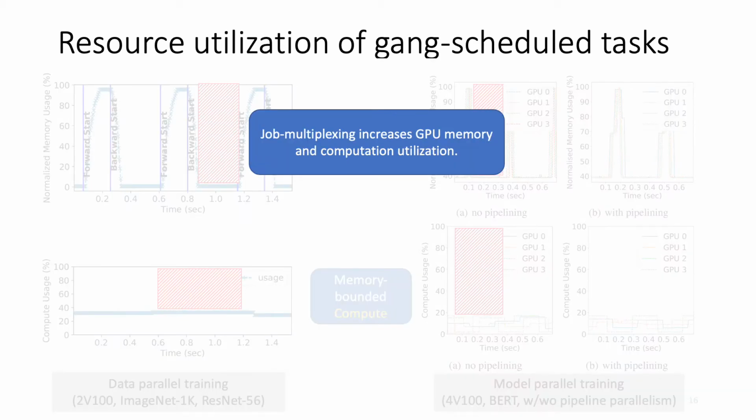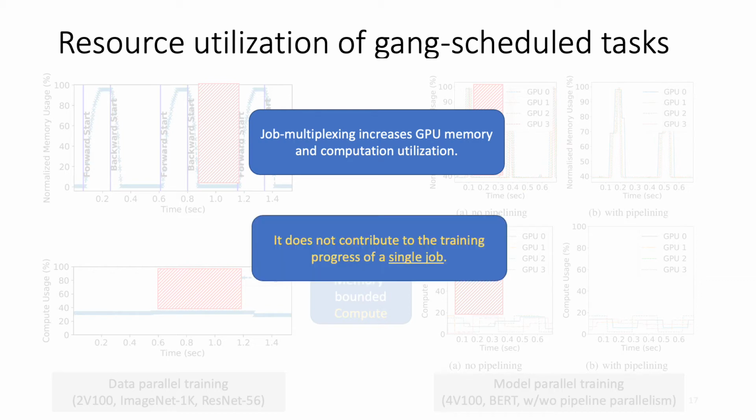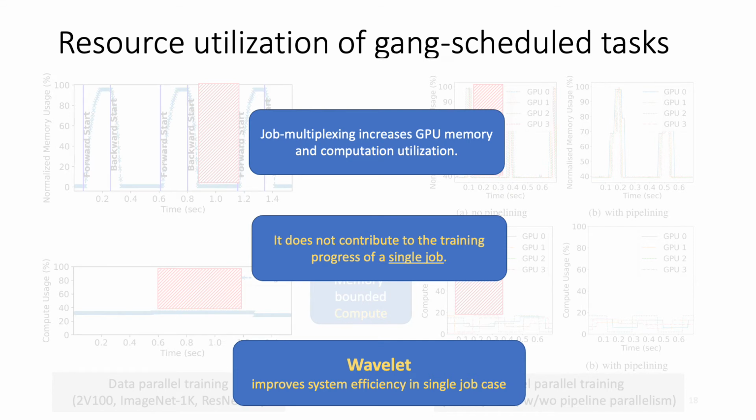However, state-of-the-art job multiplexing schemes such as Gandiva or Salus can increase the GPU memory and computation utilization. But this kind of approach doesn't contribute to the training process of a single job. And this is the reason why we propose Wavelet, which tries to improve system efficiency in the single job case.